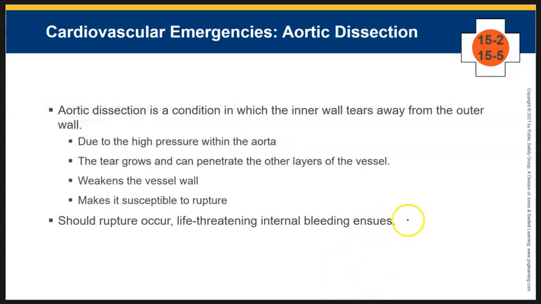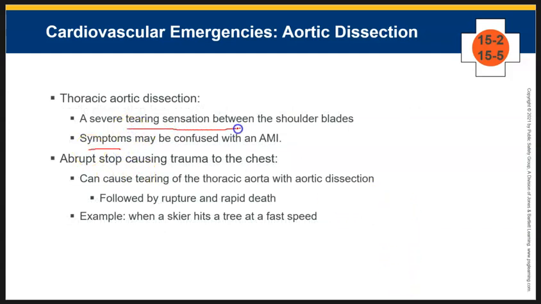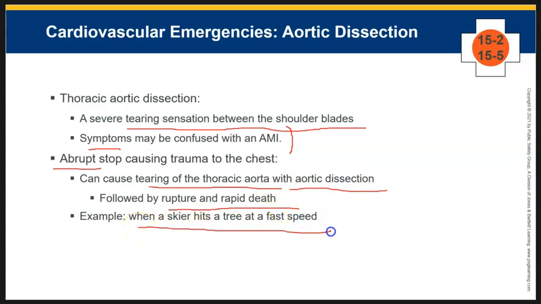Aortic dissection is a traumatic injury where we get the inner wall tearing away from the outer wall due to high pressure within the aorta and causing it to rupture as a result. Now, the symptoms for this will be that tearing sensation between the shoulder blades, and it may be tough to differentiate from an acute myocardial infarction. Again, traumatically, an abrupt stop could cause tearing of that aorta and aortic dissection. Rupture and rapid death could result. We may encounter this traumatically if we see a skier hit a tree at fast speed.